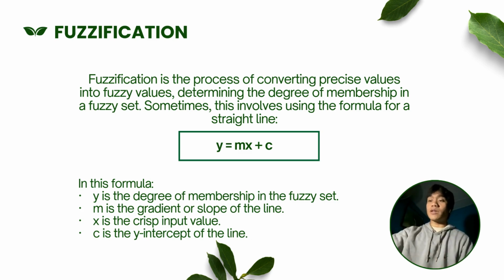Next, follow with the inference system. The first step is fuzzification. Fuzzification is the process of converting precise values into fuzzy values, determining the degree of membership in a fuzzy set. Sometimes this involves using the formula for a straight line, y = mx + c. In this formula, y is the degree of membership in the fuzzy set, m is the gradient or slope of the line, x is the crisp input value, and c is the y-intercept of the line.